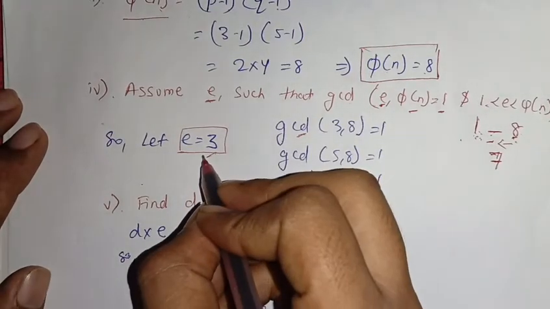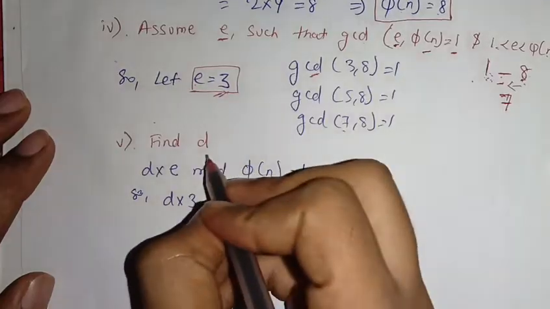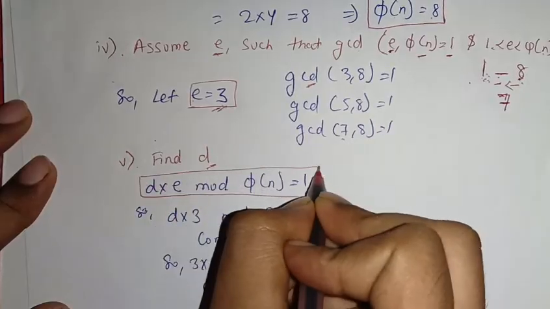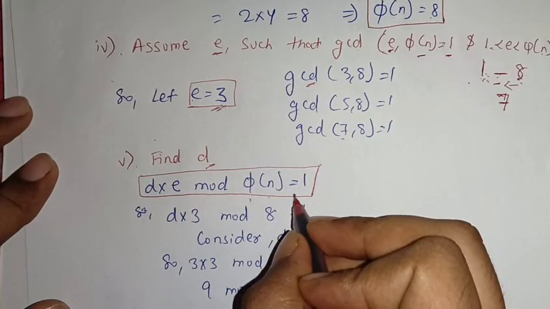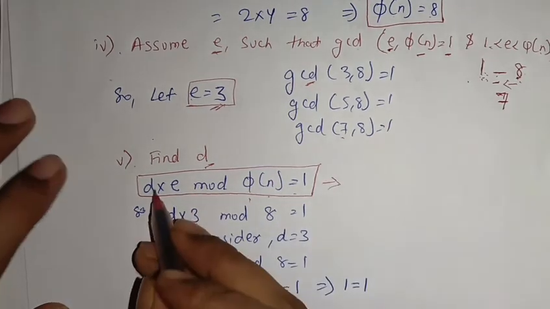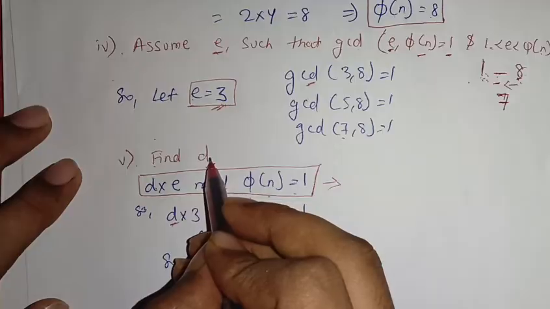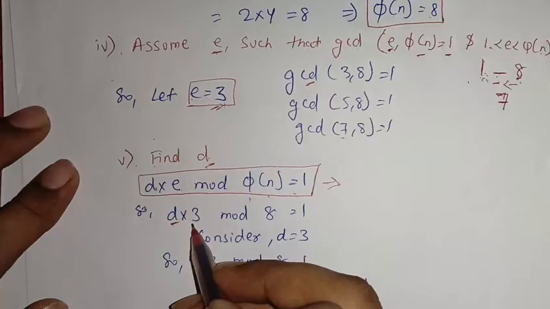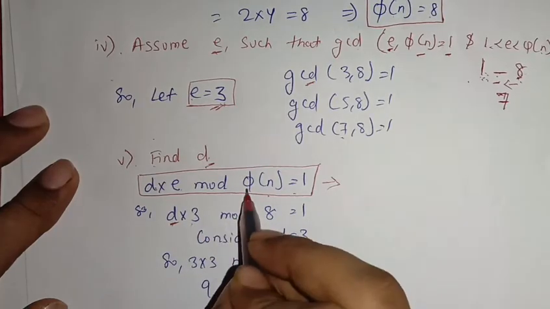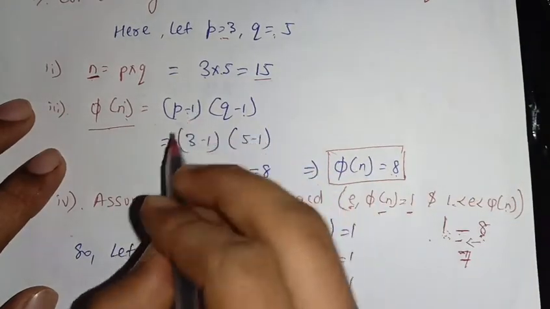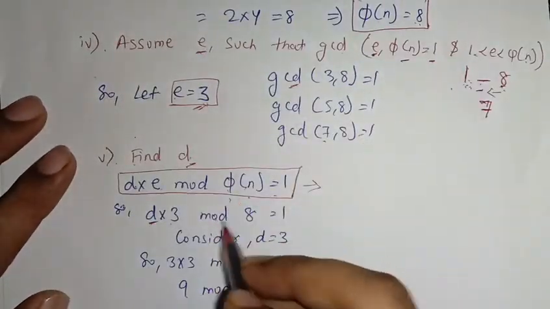Okay, now after getting the value e is equal to 3, just find the value of d, and the formula is d into e mod phi n is equal to 1. So just put the values in this equation. D we don't know, we need to calculate the value of d. So d into e, which we have calculated as 3, so we write 3 here. Mod phi n. What is our phi n value? Phi n value is 8, which we already calculated from (p minus 1)(q minus 1). So mod 8 is equal to 1.